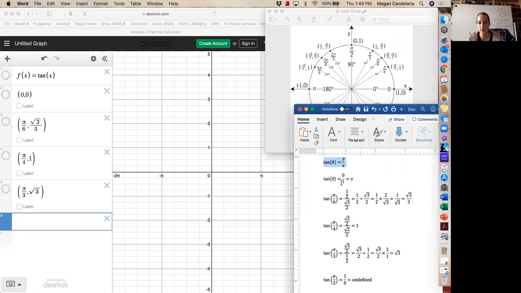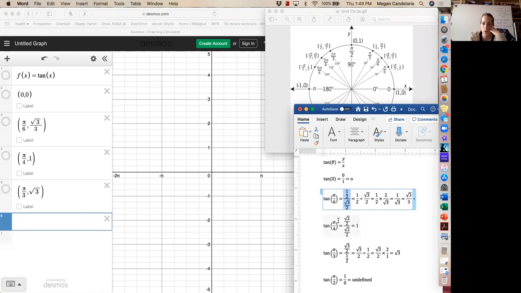So at 0, we have 0 over 1, which makes 0. At pi over 6, we've got this mess, 1/2 over the square root of 3. If we do some simplification, 1/2 divided by the square root of 3 is the same thing as 1/2 times 2 over the square root of 3. The 2's cancel, and we're left with 1 over the square root of 3. If I rationalize that, we get the square root of 3 over 3.